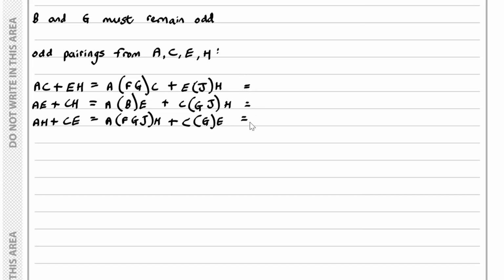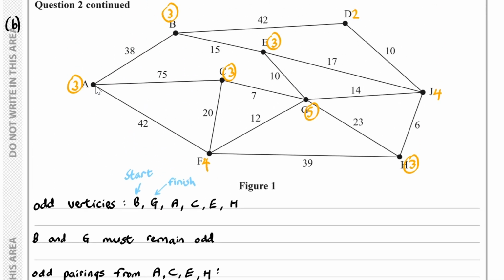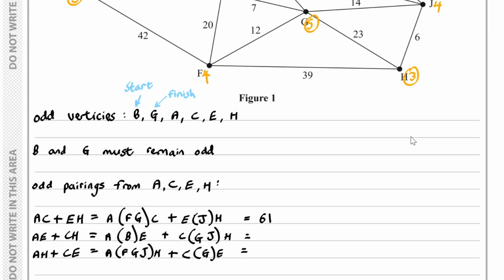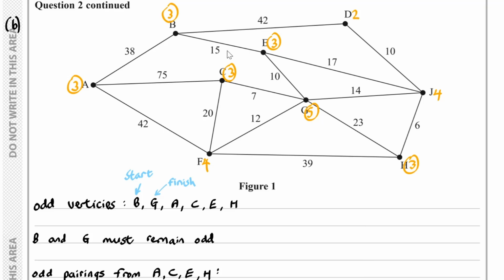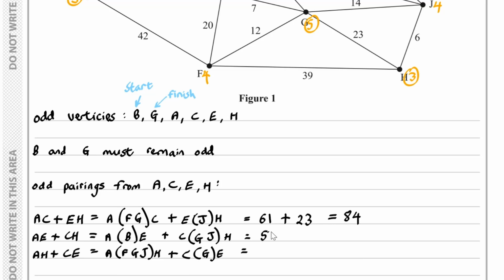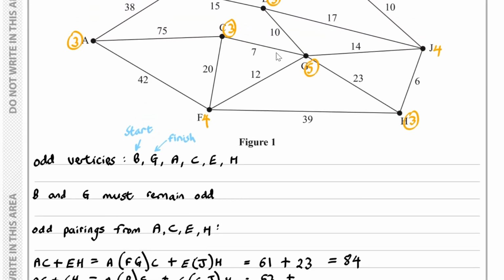And if we work out these lengths, so AFGC, we have 42 plus 12 plus the 7, that's 61. And then E to J, that's 17, and then plus the 6, that's 23. You'd find this to be 84. And then ABE, that's 38 plus 15, which is 53. And then C to G, that's 7 plus the 14 plus the 6, that's 27. Adding these together, we get 80.